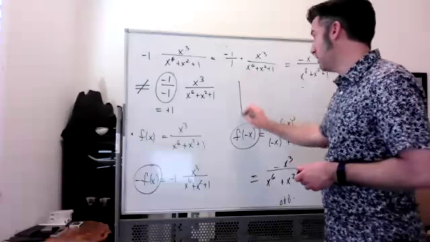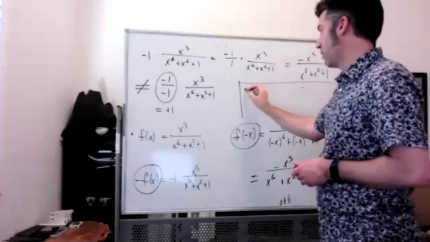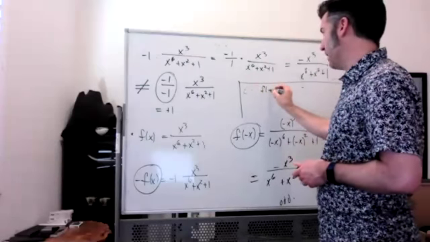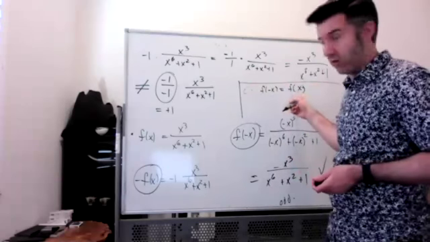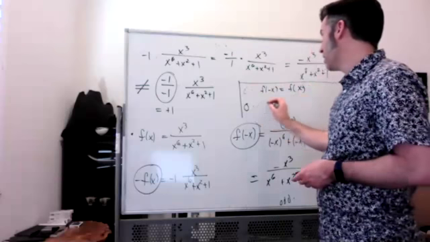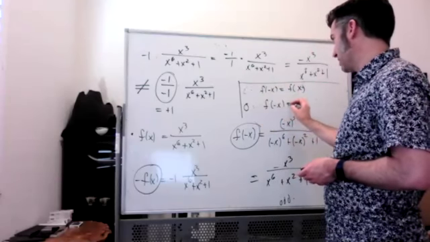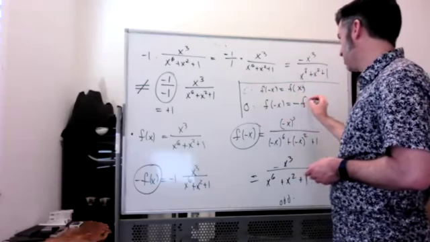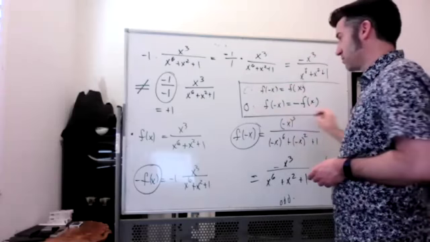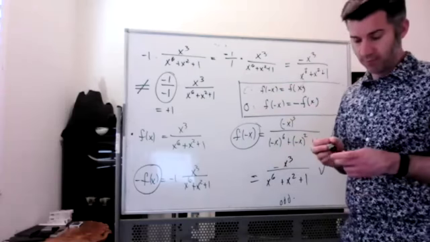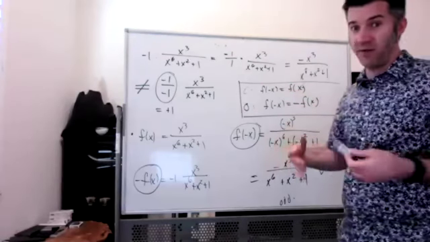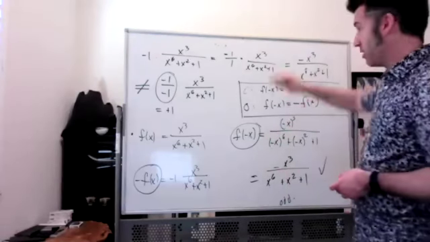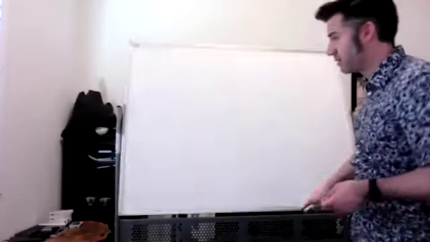So to show it's even, even is f of negative x equals f of x. It's the same as we started with. To show it's odd, f of negative x has to equal negative f of x. Okay, thank you. And then if it's neither one of these, the function's neither even nor odd, like in the last example here.